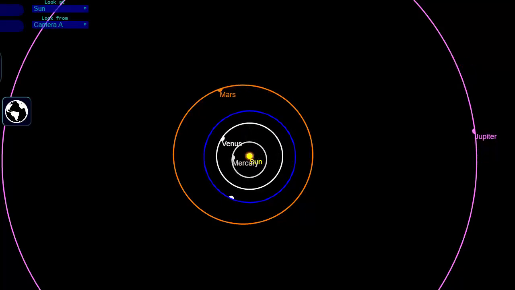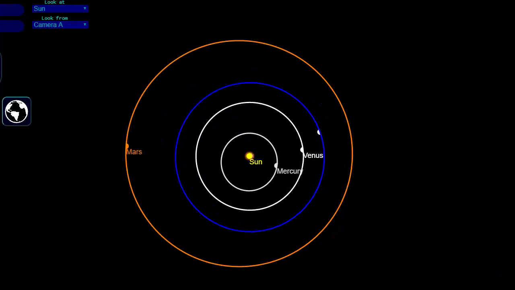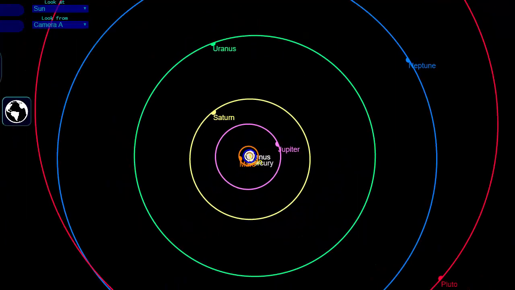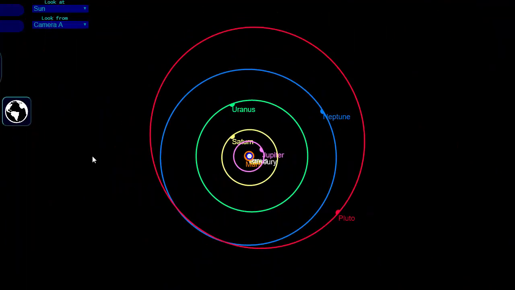This model of the universe, where all the planets go around the sun, is called the Copernicus model. Back in the days of Copernicus, only the planets out to Saturn were known. The rest need telescopes.